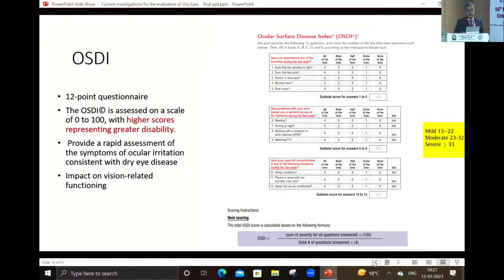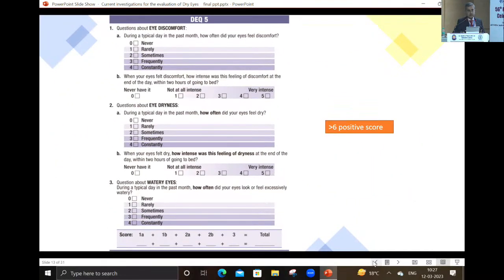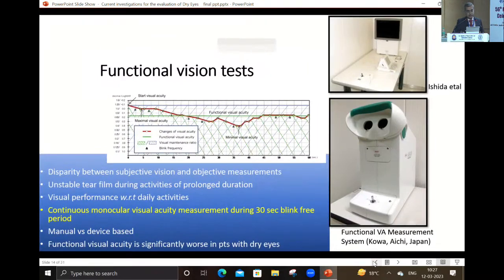There are a lot of questionnaires, and what we normally use is OSDI, as we all know. It's a 12-point questionnaire which is quite easy, and a higher value indicates more severe dry eye. The second one recommended by the DUCE-DUE is the DEQ5. With more than 6, it's a positive score.